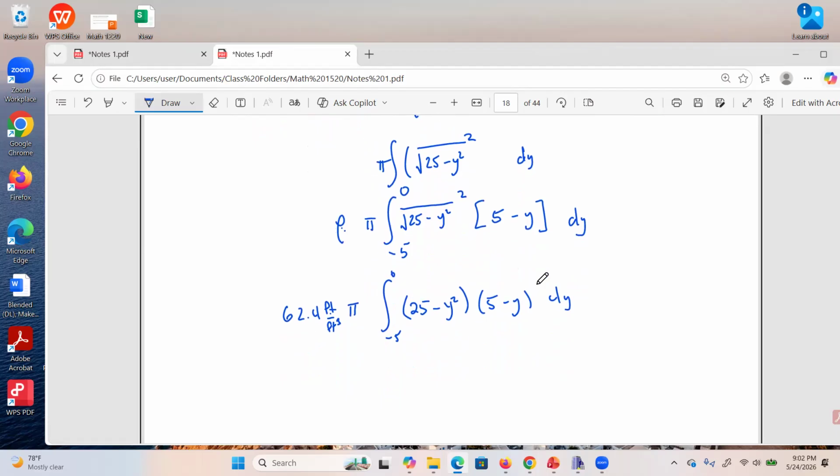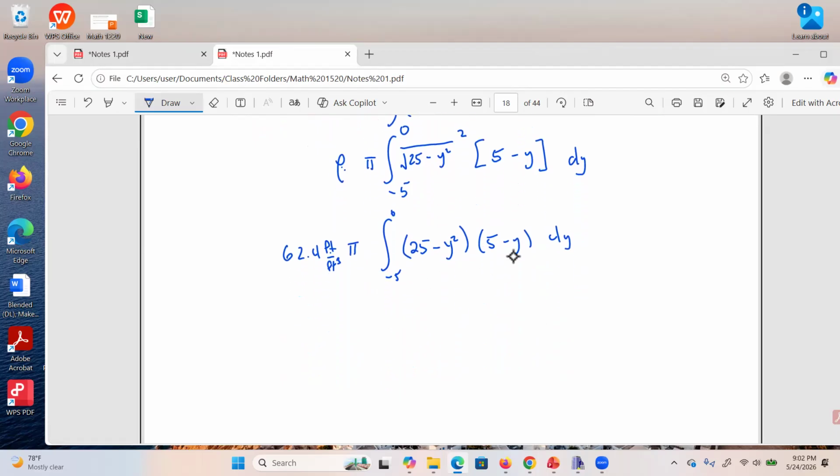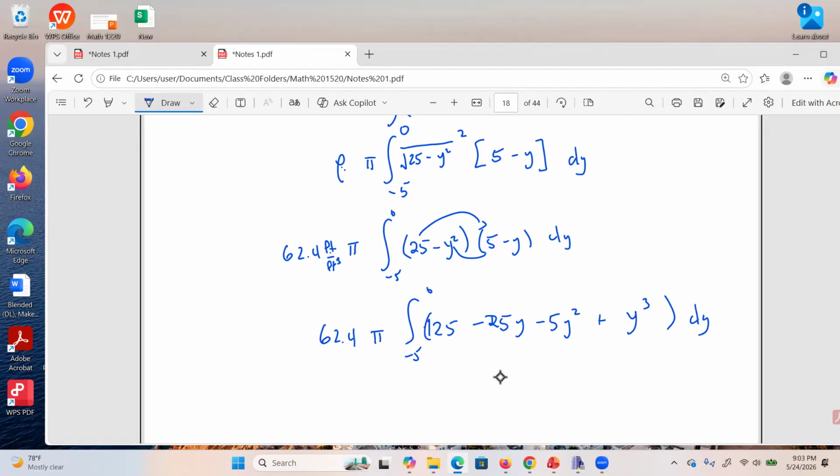Now let's sort this out. We've got 25 times 5, that's 125. That's the first bit, minus 25y minus 5y squared, that's this piece here. Then plus y squared times y, which is y cubed. We're integrating between -5 and 0, with our 62.4 pi sitting out in front, and all of this is times dy, of course.